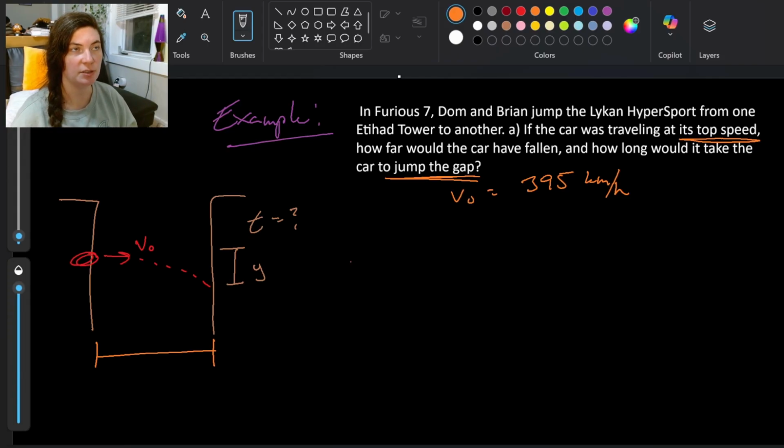And then that distance between the gaps, if I Google the distance between those Etihad towers, which are real towers in Abu Dhabi, they're about 50 meters apart. There's not an exact measurement out there on Google, but this is an approximation based on Google Maps.